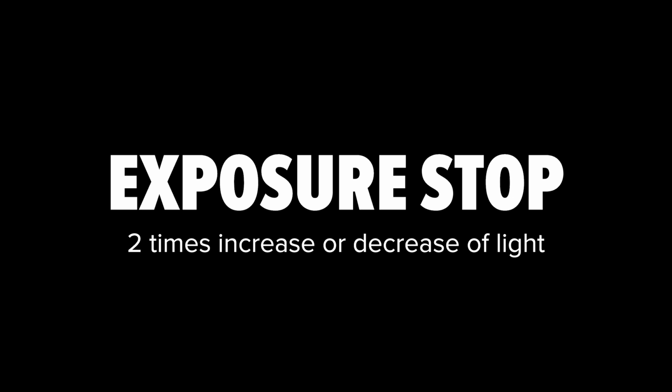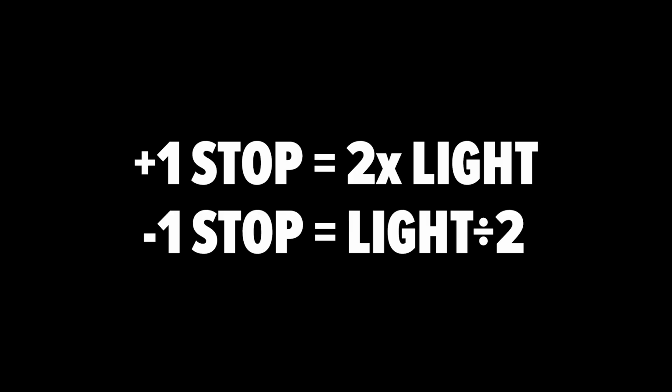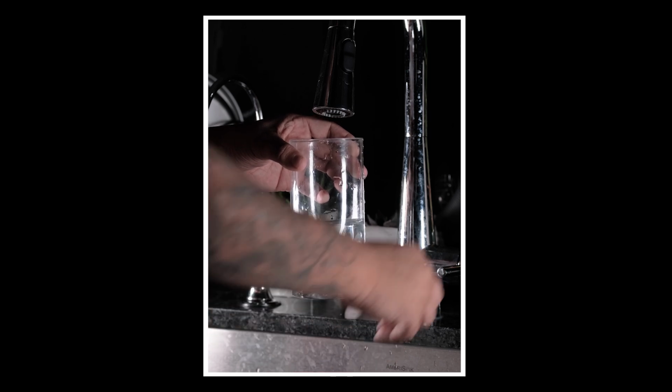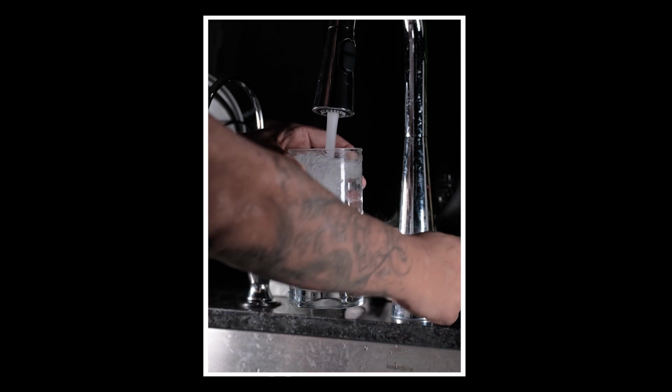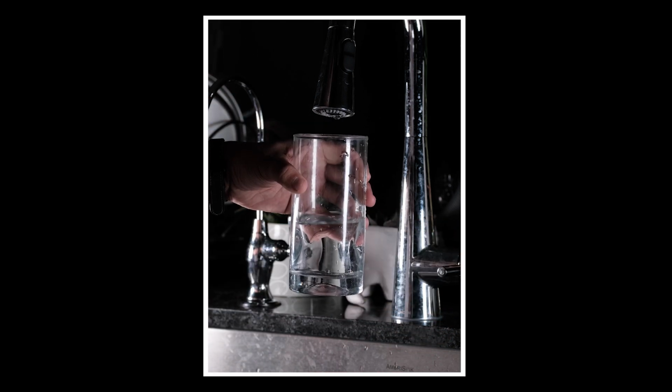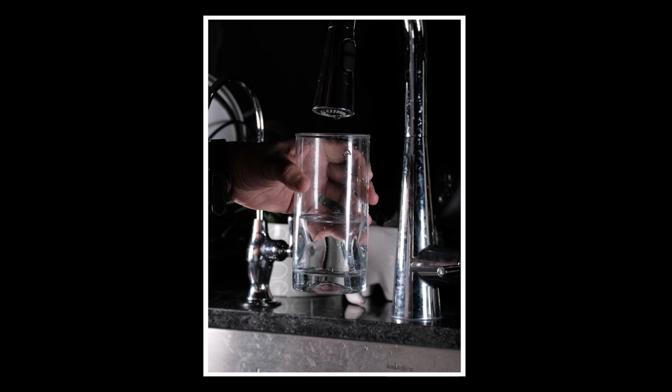So to wrap this lesson up, let's talk about how we actually measure exposure. Exposure is measured in stops of light. An exposure stop is either 2 times decrease or increase of light. So an increase of 1 stop would actually be 2 times the amount of light, and a decrease in 1 stop would be the light cut in half. And going back to our glass of water analogy, increasing the exposure 1 stop would be doubling the amount of water. And then decreasing the exposure 1 stop would be cutting the amount of water in half.